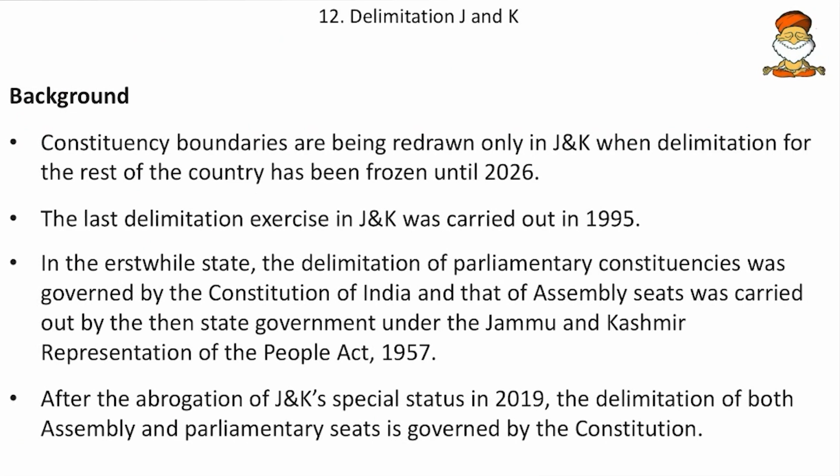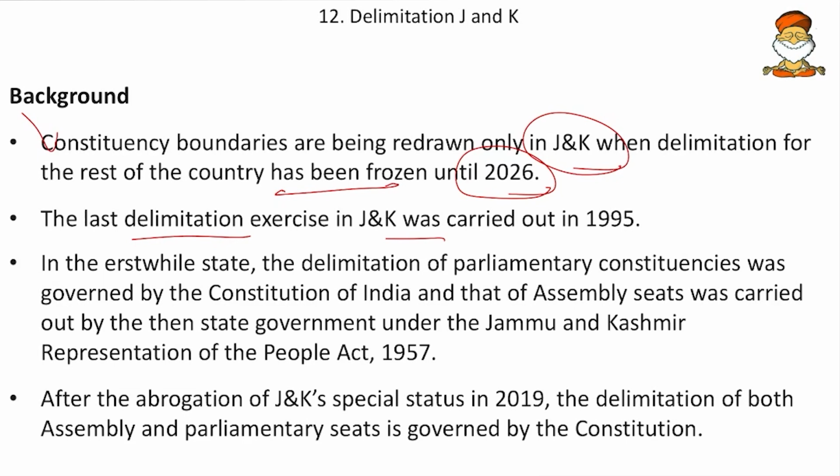And then coming to a brief history of the delimitation in J&K. So here constituency boundaries are being drawn only in J&K when the delimitation of the rest of the country has been frozen until 2026. So we know that in the constitution itself we have frozen this. So now only for J&K the delimitation has taken place. And the last delimitation exercise in J&K was carried out in 1995. And now after some 27 years we have taken it up again.